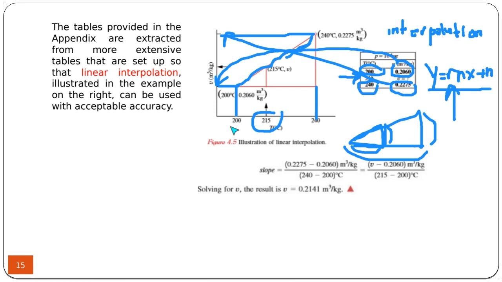So according to the calculation, the value for the 215 is calculated to be 0.2141, which is between this and that. So as you can see, it's obtained from the linear change of the values. This is called interpolation or linear interpolation.